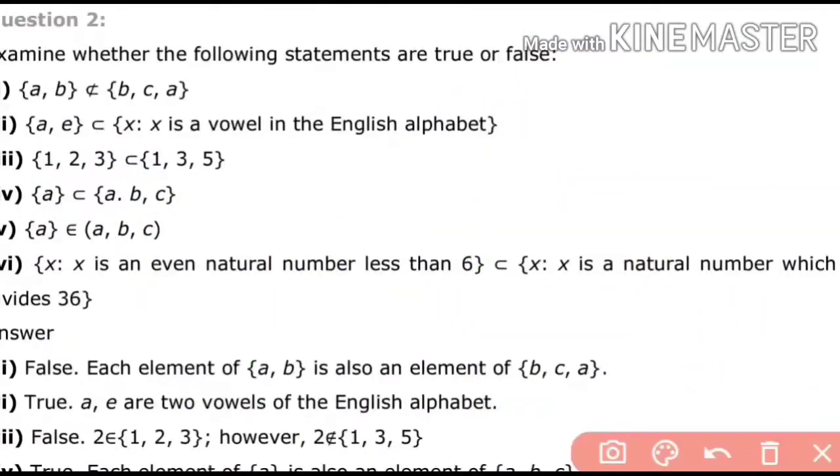Look here, question number 2. Examine whether the following statements are true or false. You only have to check true or false. The first question is: {A, B} is not a subset of {B, C, A}. Look here, both elements A and B are present there also. So this is a subset, and the statement says not a subset, which means it is false.